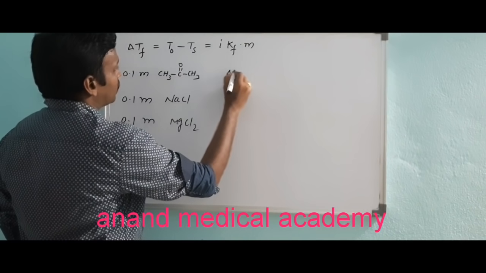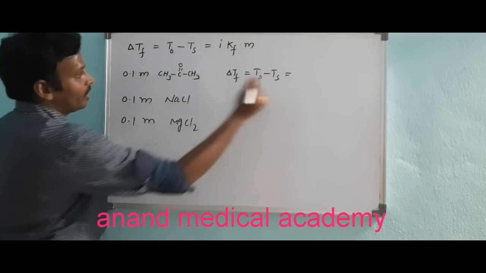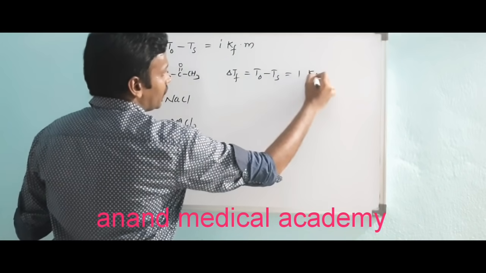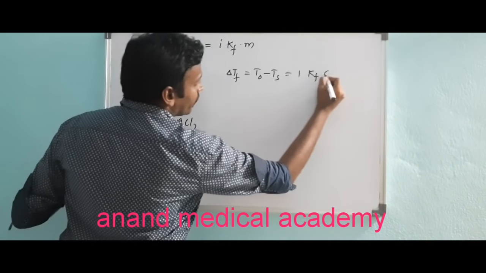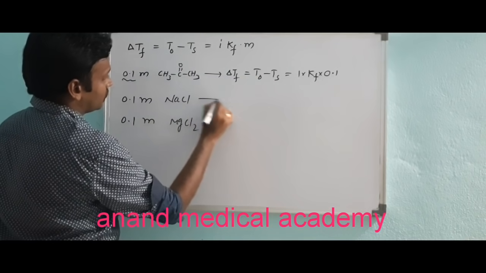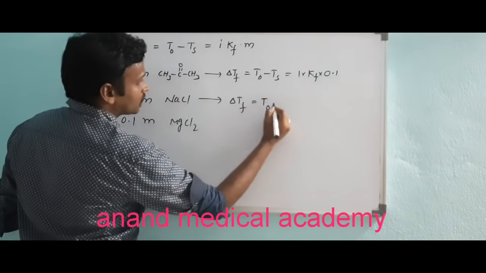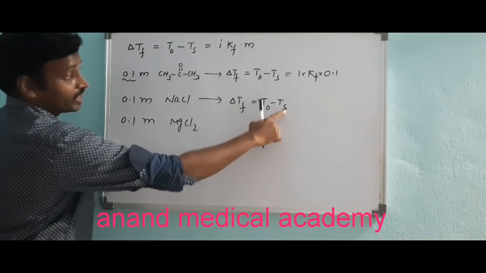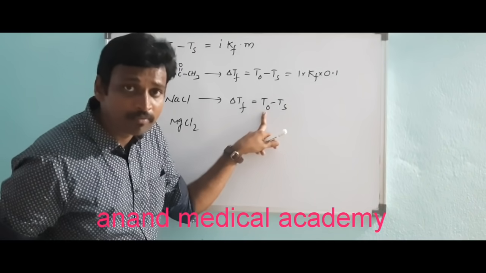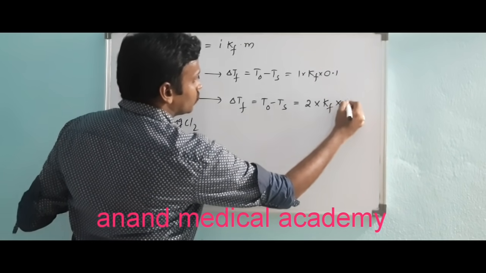So for acetone, delta TF is equal to T naught minus Ts. How many ions? Only one. It won't undergo any dissociation, so 1 into Kf into 0.1. Here Ts is the solution freezing point, and T naught is the freezing point of pure solvent. Got it? And for NaCl it is 2 into Kf into 0.1.